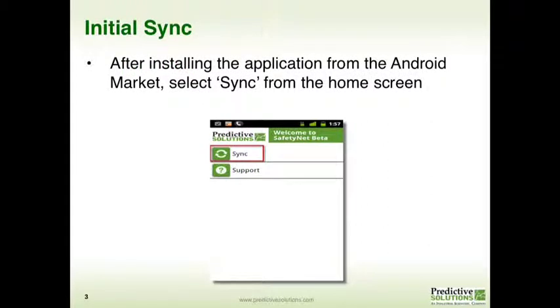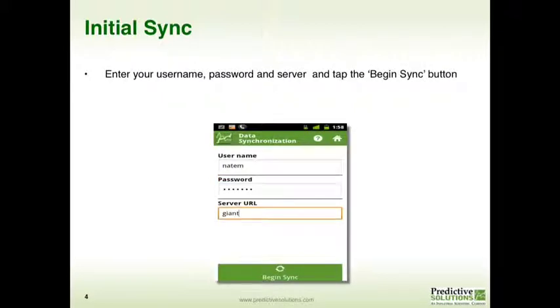Okay, let's talk about the initial synchronization. The first time you bring up the application, you'll be presented with the following screen. To get started, select Sync. You'll be presented with a screen that will allow you to enter your username, password, and server. Now keep in mind, the server is the same as the URL you use to access your SafetyNet website. Typically, it's in the format yourcompanyname.predictivesolutions.com. Once you have successfully entered this information, you can select Begin Sync.